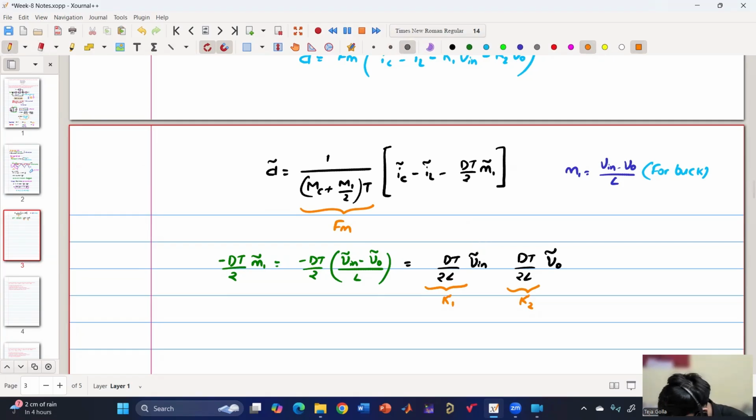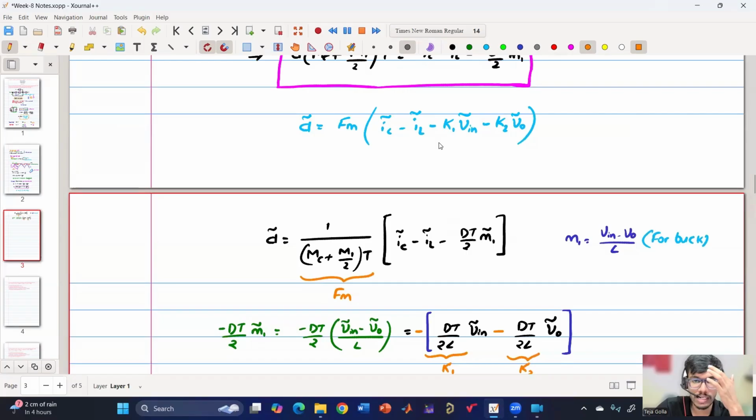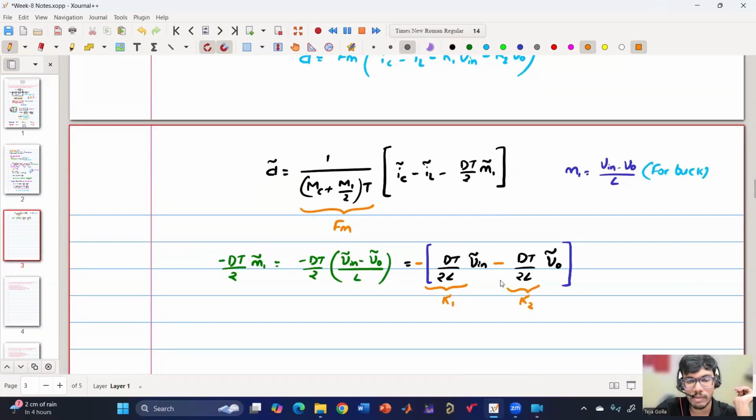So if I take minus common, because it is minus K1 minus K2. So I have taken minus outside. So it is dt by 2L into V in perturb, because here it is minus K1 minus K2. So I have taken minus common. So K1 is dt by 2L and K2 is minus dt by 2L.